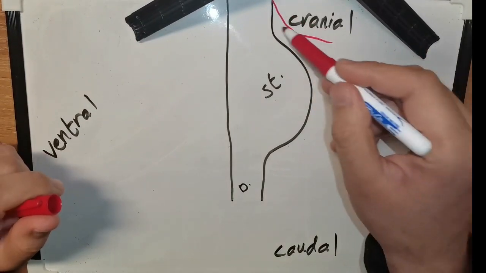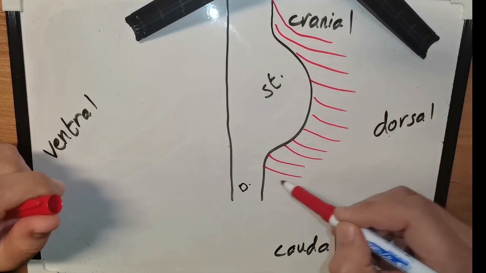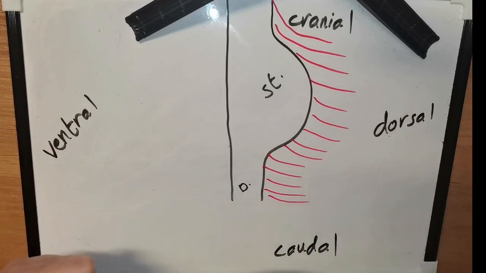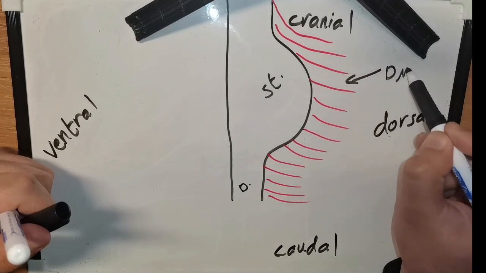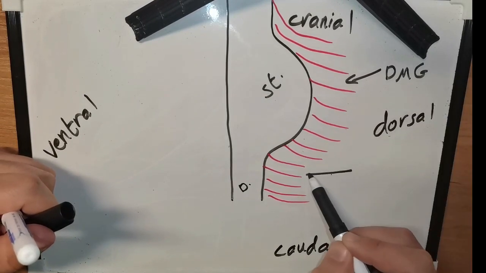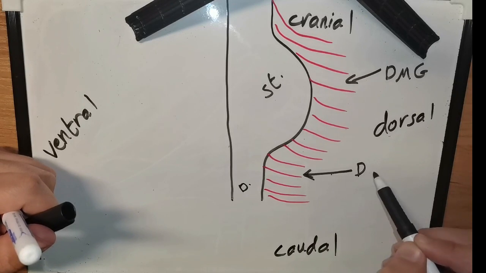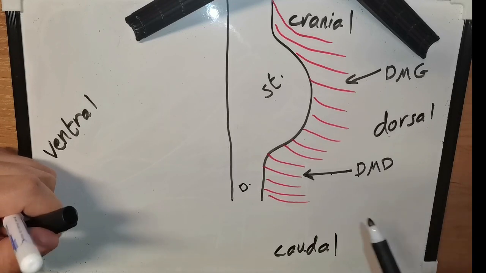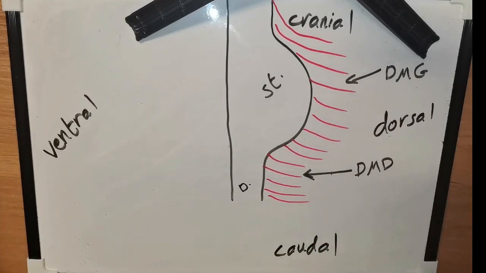Here dorsally, this is the dorsal mesogastrium, or the dorsal mesenteries in general. So behind the stomach, this is the dorsal mesogastrium. The part behind the stomach is called the dorsal mesogastrium, and the part that's connected to the duodenum is the dorsal mesoduodenum. And the entire structure is called the dorsal mesenteries.